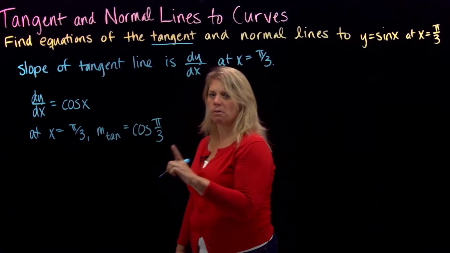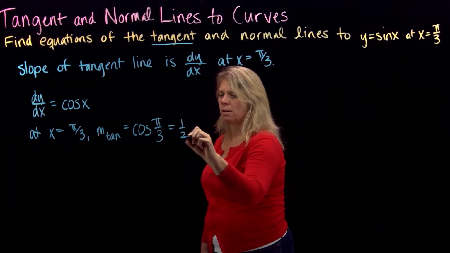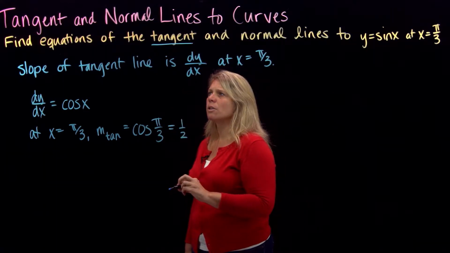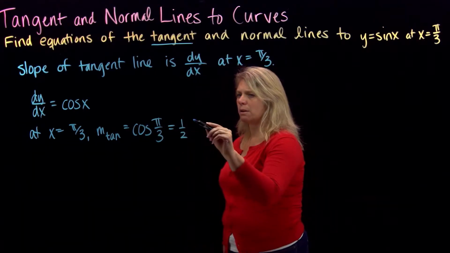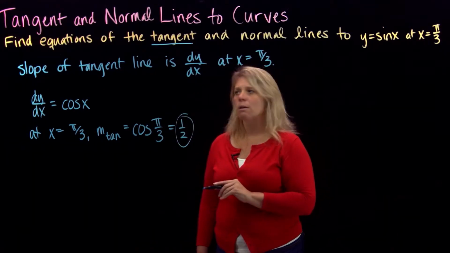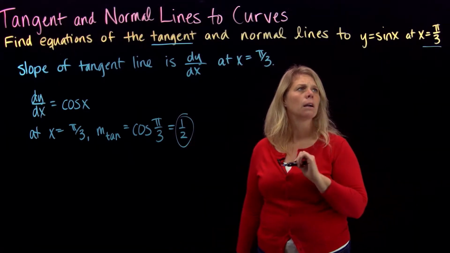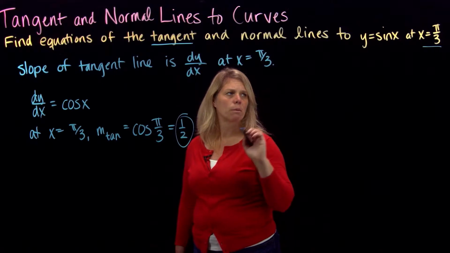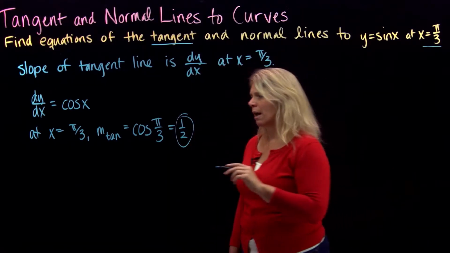All right, and so we remember our trig values, right? So cosine of pi over 3 is 1/2. Okay, so when we write the equation of a line, we need a slope and a point. So here's our slope. The other thing that we need is a point on the line. I've got an x-coordinate of a point here, but I need a y-coordinate of the point. So that's what the original function is going to give us, input, output values.